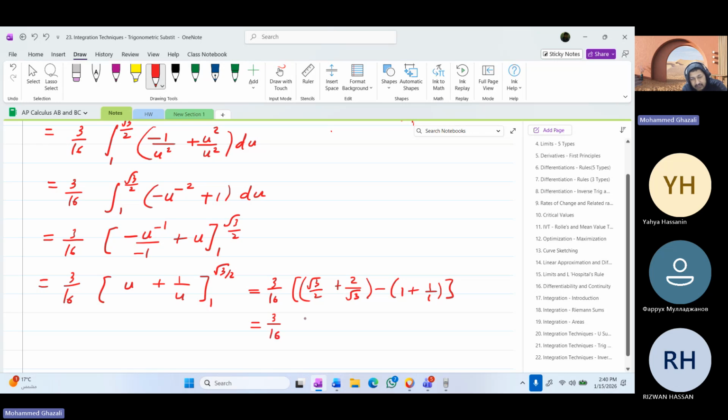3 over 16. What is this? Let's see. 2 over 3, 2 over 3 like this. This is 2 root 3. 1 second. 3 times root 3 is 3 plus 4. Good. Minus 2.